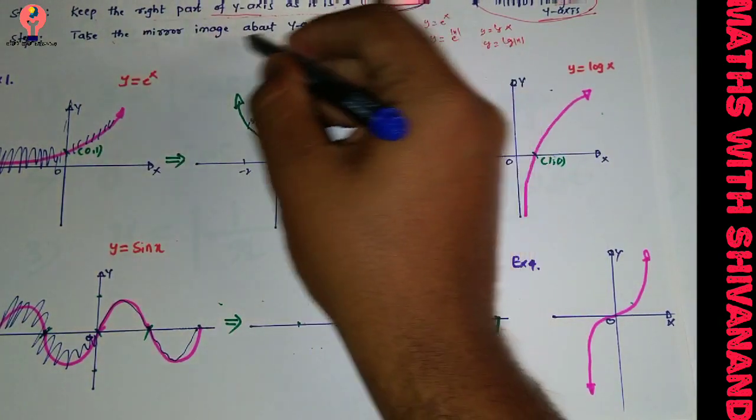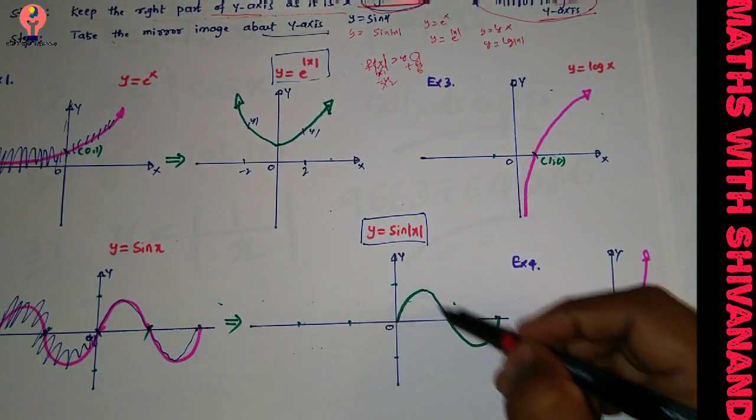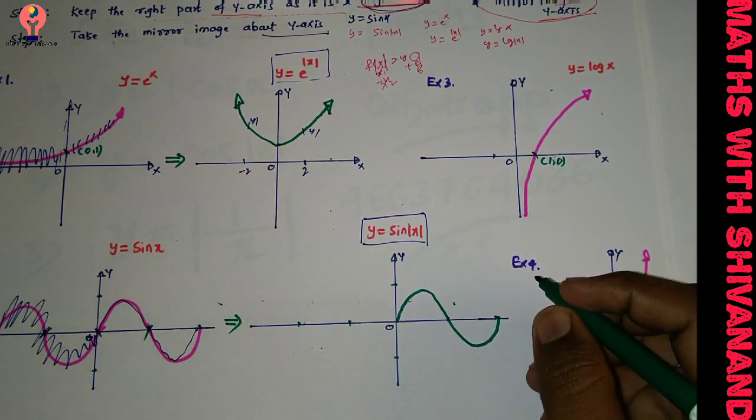Second one, take the mirror image of the remaining graph about the y-axis. Whatever remains now, take the mirror image with respect to the y-axis.